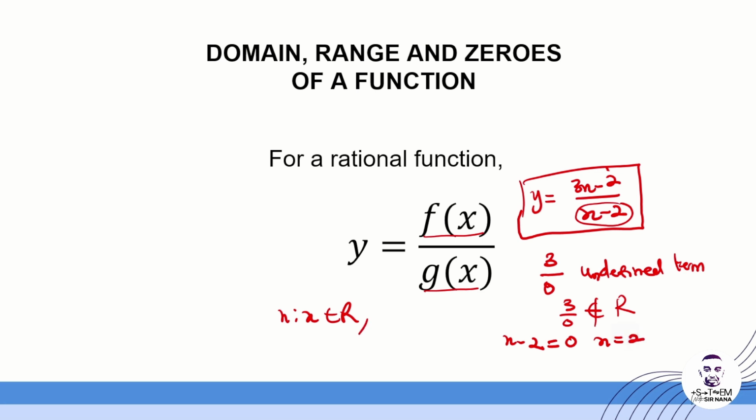2. Then we say that except x is not equal to 2. Because when x is equal to 2, we will have 2 minus 2, which is 0, and that makes the function undefined. So the domain is the set of all real numbers, but x should not be equal to 2, right? So if you have a rational function, equate the denominator to 0, and then write all real numbers except the number that you get for the x value.